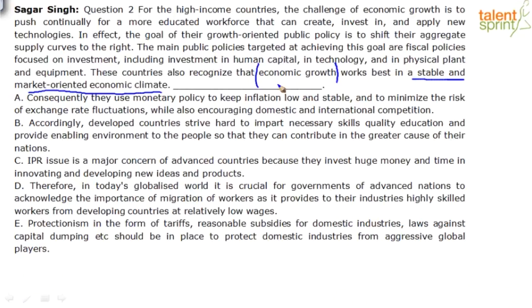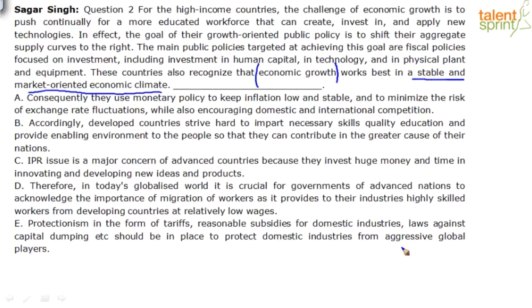If that being the case, let's look at A, B, C, D and E, okay? And let's go from there. I'm going to eliminate wrong answer options first, alright? So I'm going to go from the back. E. Protectionism in the form of tariffs, reasonable subsidies for domestic industries, laws against capital dumping, etc. should be in place to protect domestic industries from aggressive global players.